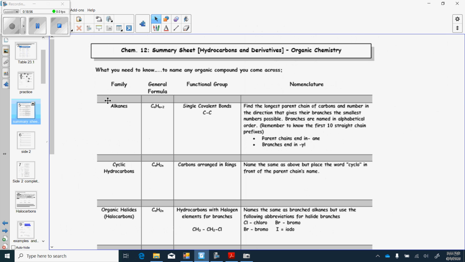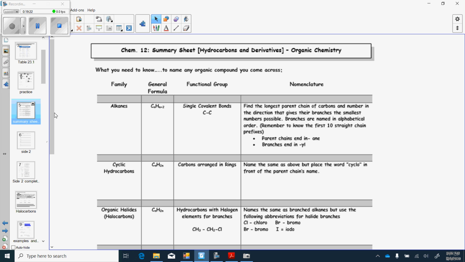Just before I finish off with two short things, I have put this sheet, this resource, in week 8 and in week 9. It's called a summary sheet, and what it's done is it's taken all the hydrocarbon families, and I've used the front side as a model, and the back side I've left blank for you to fill in as you go through these videos, and I think it's going to be a really important resource for you.